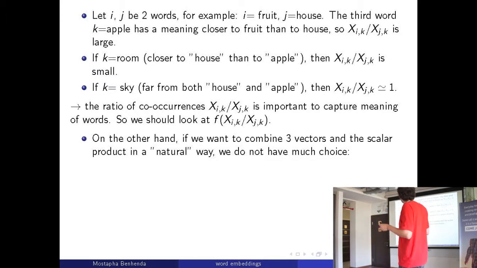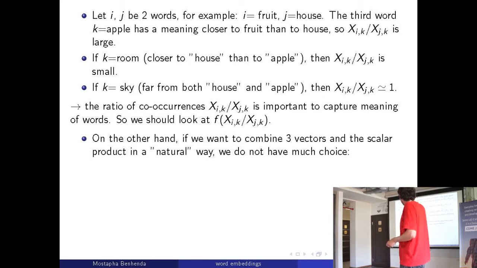So you make this first observation. Second observation: if you take a word like room, which is near house and far from apple, you notice that you have the opposite phenomenon. If you look at your tables, you see that your ratio X_ik over X_jk is small, because X_jk will be very large and X_ik will be small. And on the other hand, if you take three completely unrelated words, like fruit, house, and sky, you will see that this ratio is around 1.